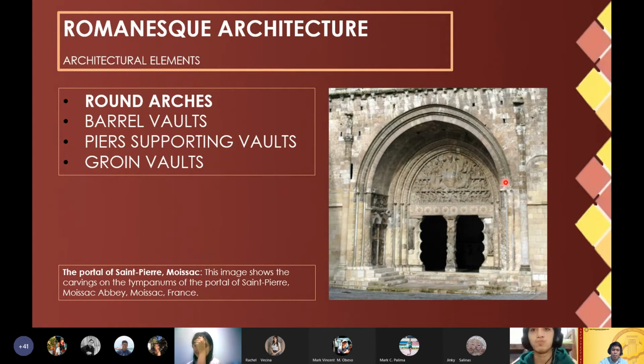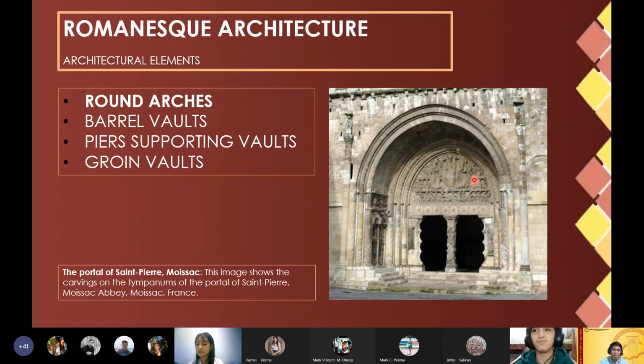So round arches, if you draw an imaginary line right here, it becomes a half circle. So it is called a round arch. This one here is an example of a Romanesque architecture structure, a Romanesque architecture design. It is called Saint Pierre Moissac.